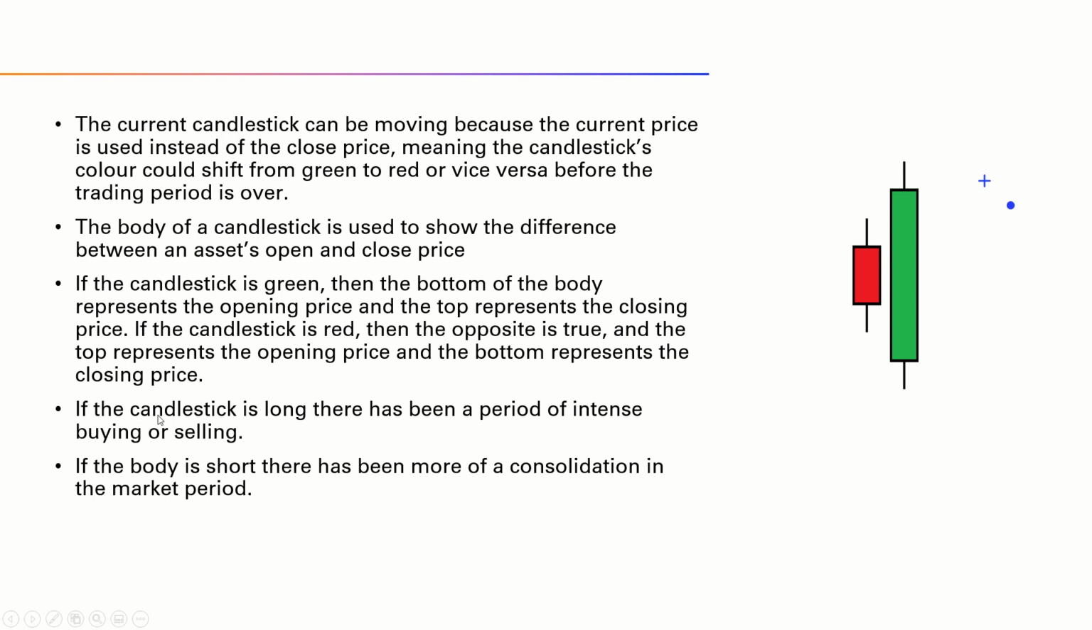So what we've also got here, as you can see on the right hand side, we've got a long green candlestick. Now what does this tell us? This tells me that there was intense buying in this market. Okay, there was a lot of buyers and they pushed price higher. Now if this had been red, it would have been the total opposite, and we would have said the sellers were intense and they pushed it lower.